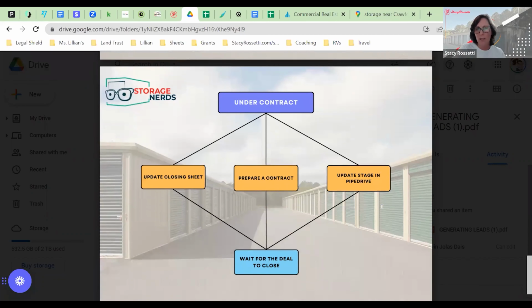And then finally you get it under contract. And then guess what? Once you get it under contract, then the fun starts. You move on to the onboarding process. And we'll go over all the steps that you do during the onboarding in the running portion. But you want to get it under contract.